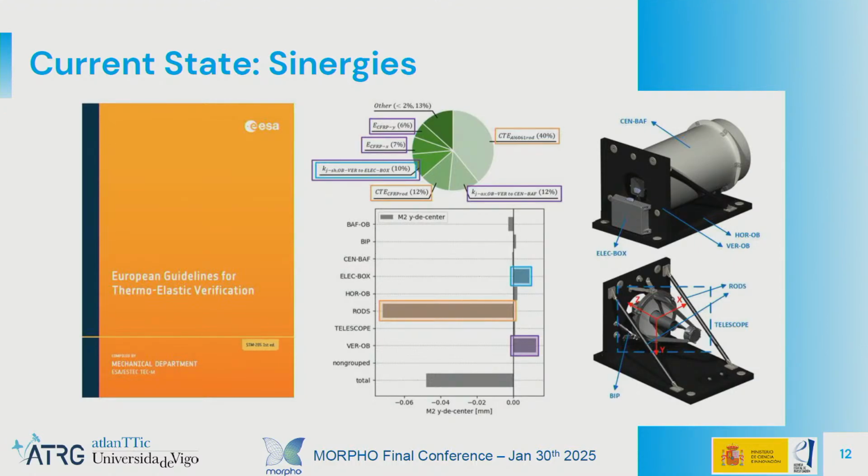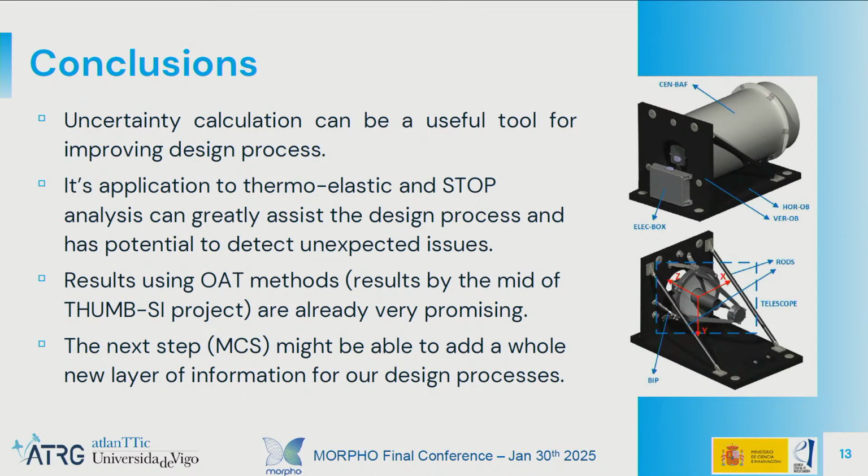For example, what you can see in colors are the different areas from a tool from ESA that detects the parts that most influence. With ESA tools, you can detect the parts, and with our tool you can laser focus on the different parameters of those parts that will influence this behavior. So just to finish, it's a really simple tool, and it can be useful for improving the design process.